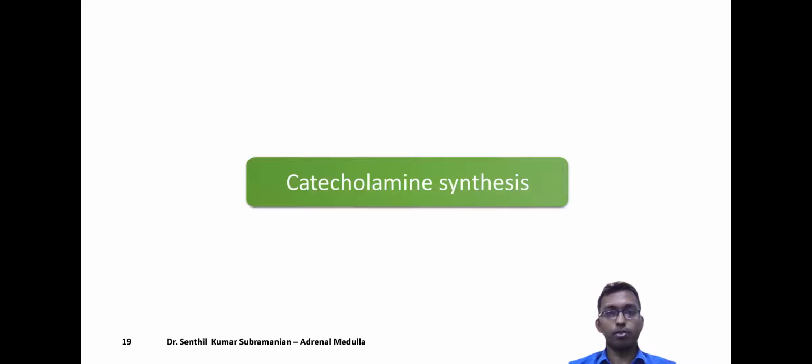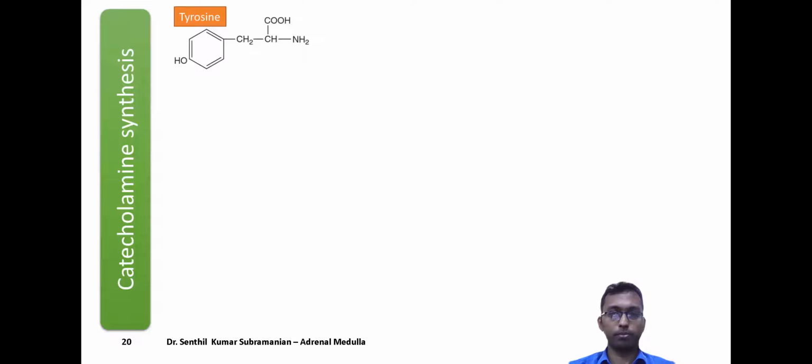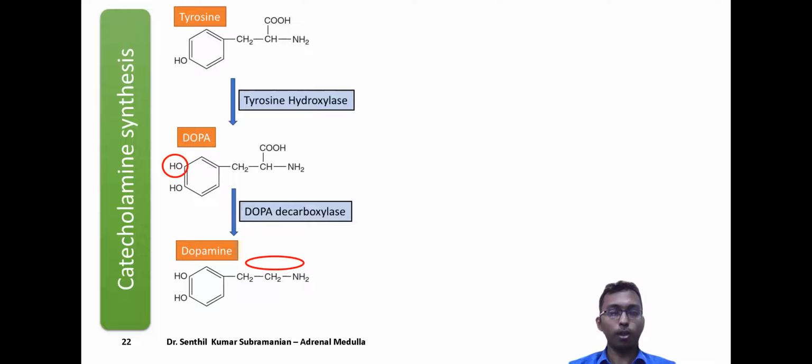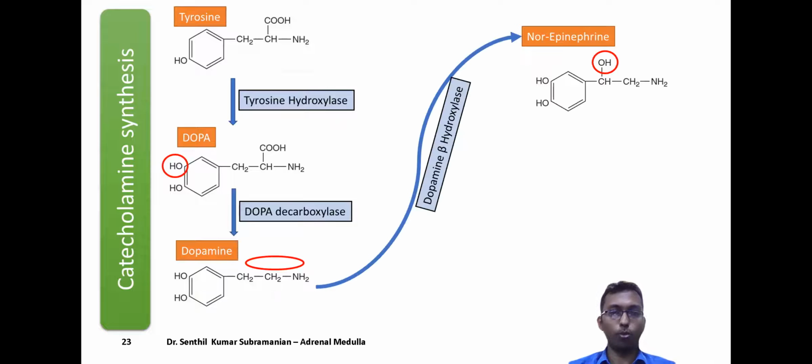Moving to the synthesis of catecholamines. Catecholamines are synthesized from a non-essential amino acid tyrosine, which can be obtained either from the diet or from the conversion from phenylalanine. Tyrosine hydroxylase adds a hydroxyl group to tyrosine to form DOPA. DOPA decarboxylase removes the carboxyl group from the side chain to form dopamine. Dopamine beta hydroxylase adds a hydroxyl group to the beta side chain to form norepinephrine.